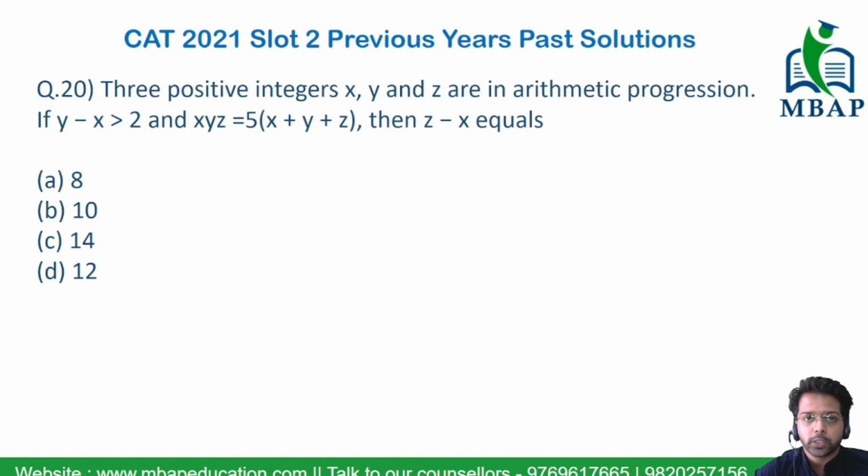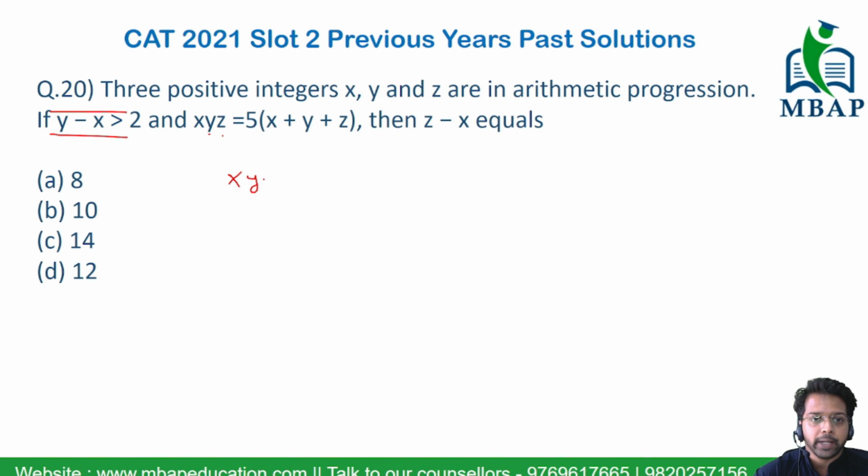Let's see an easy question. The next question is for arithmetic. The question says 3 positive integers x, y and z are in AP. If y minus x is more than 2 and the product of x, y, z is equal to 5 times x plus y plus z, where x, y and z are in AP, the question is to find the difference of z minus x.